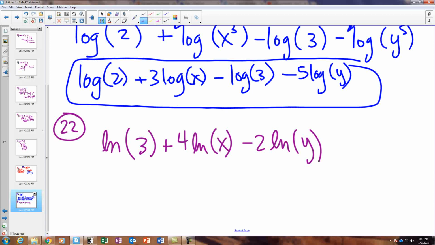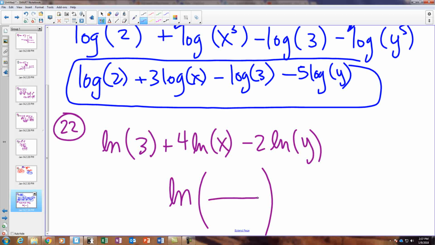Okay, so I want to squish this all together into one single logarithm. Because it was ln before, it'll stay ln. First question Mr. Welch will ask is, is there a fraction in this log? Yes or no? The answer is yes. What tells me that there's a fraction? The negative tells me that I have to have a division bar.